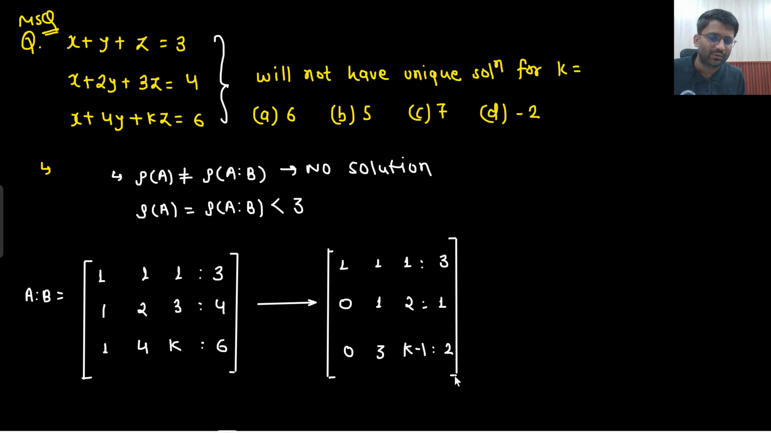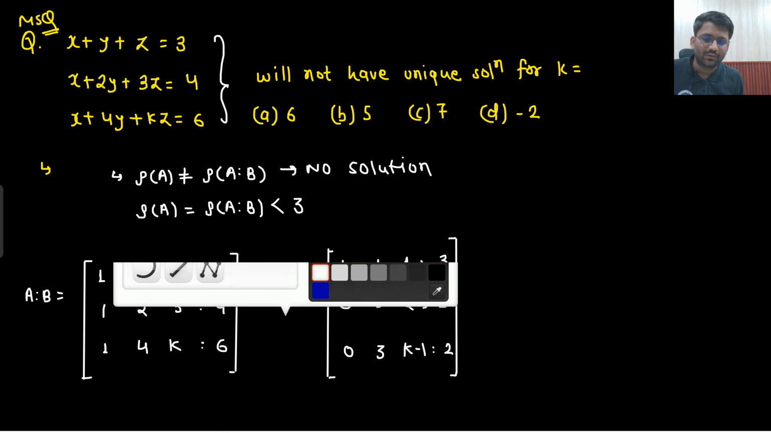Is it in the row echelon form? No, still it is not in the row echelon form. Next, what do I need to do? Thrice of this you subtract from here. Is that clear to you? Thrice of R2 I will subtract from R3. So what will I get?